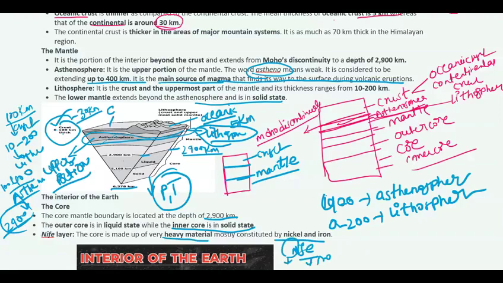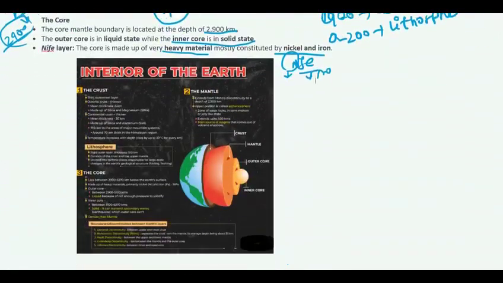Okay, let's talk about this one in a glimpse. The first one is the crust. It is the outermost layer. Oceanic crust is thinner, with a thickness of 5 kilometers, made up of silica and magnesium. We call it as SIMA.